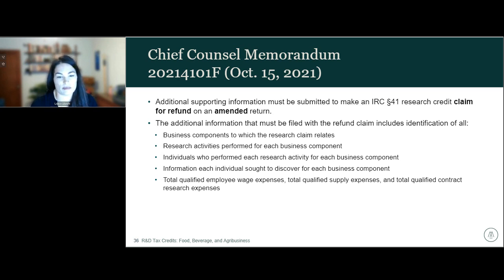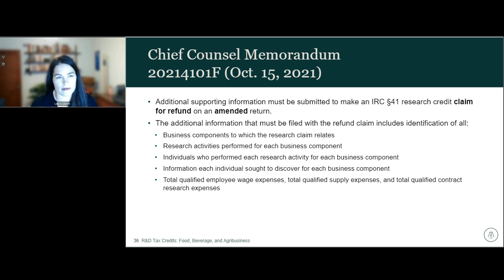The research activities performed for each business component. So this is where you would need to write up sort of a description of what each project was and the activities that were performed by your employees, by your contractors. The individuals who performed each of those research activities need to be identified. A description of the information sought by each individual related to that project or business component. So sort of what was each individual's role in the project. And then the total qualified employee wages, supply expenses, and contract research expenses.